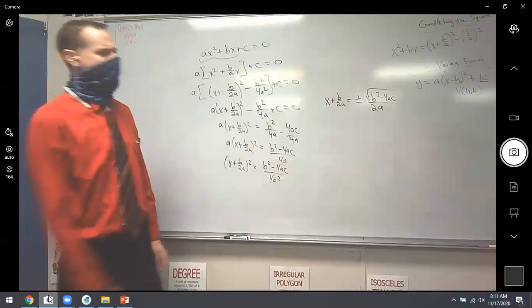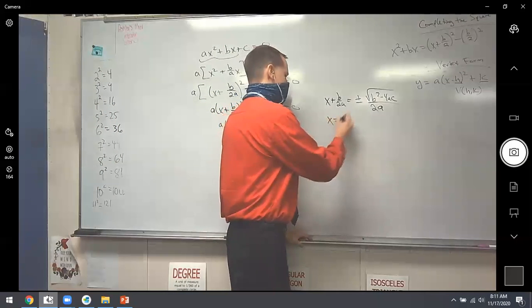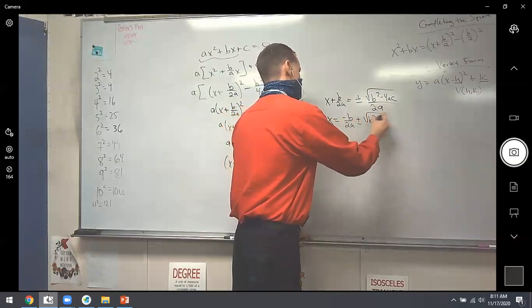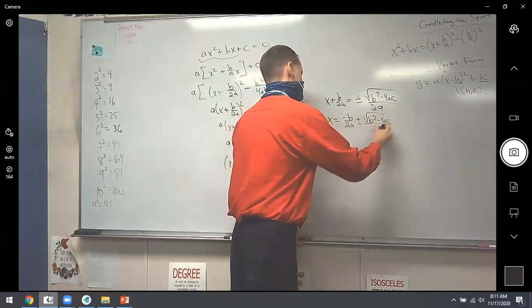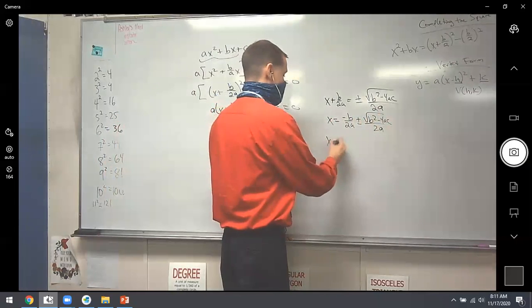And to finish this thing up, just solve for x. If you move this to the other side, then x is negative b over 2a plus or minus the square root of b squared minus 4ac all over 2a. But these got the same denominator, so why not just add them together?